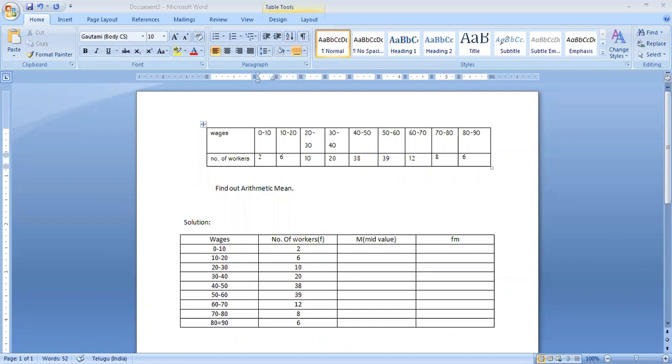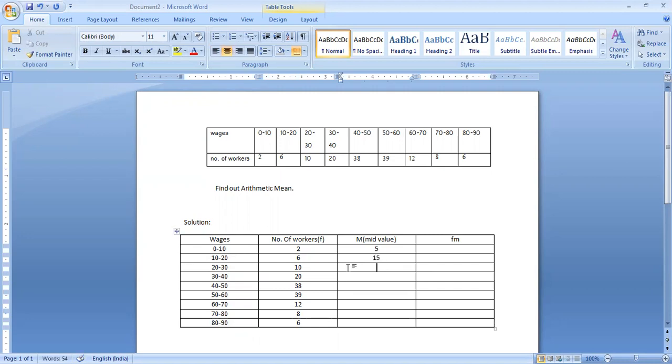Now coming to mid value, how does it come? See, this is the class. In this class, you can see 0 is the lower limit, 10 is the upper limit. Mid value is lower limit plus upper limit by 2. That implies it is 0 plus 10 by 2. 0 plus 10 means 10. 10 by 2 means 5. Similarly, here it is 10 plus 20. 10 plus 20 is 30. 30 by 2 is 15.